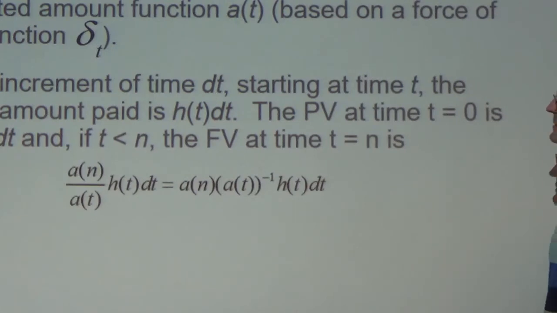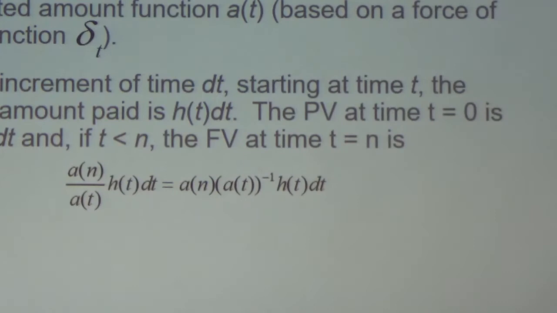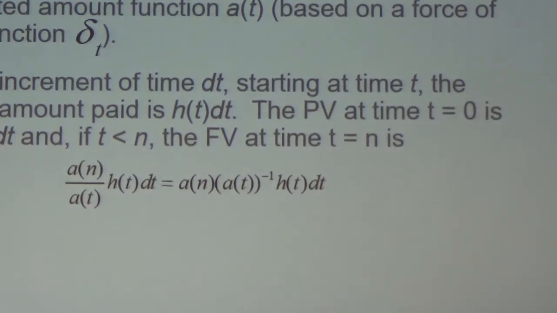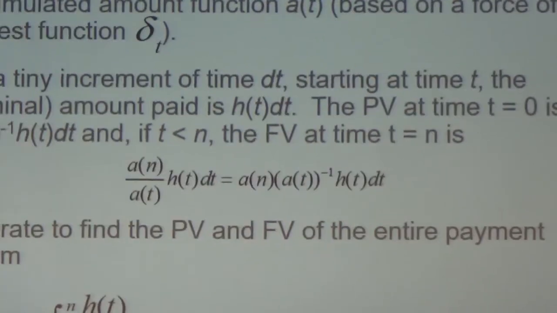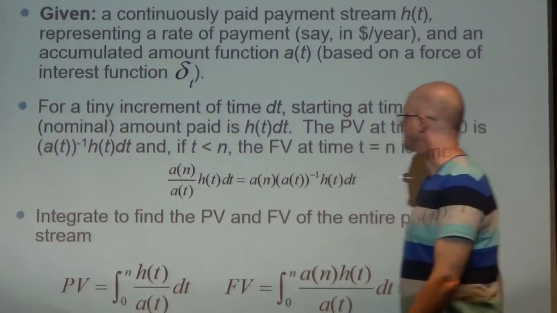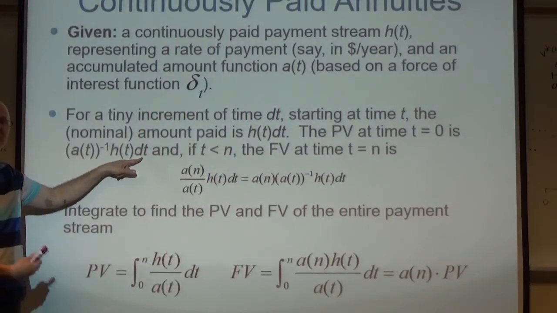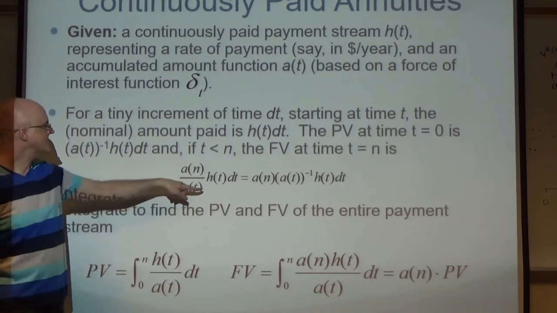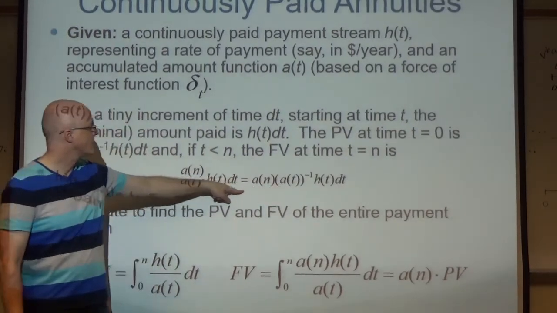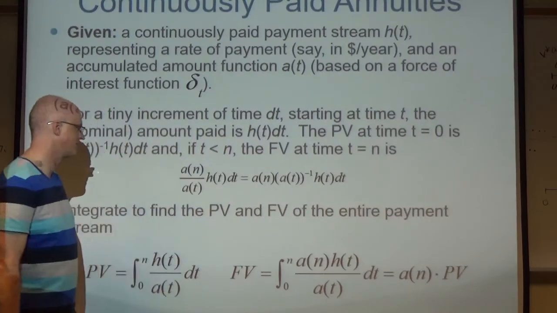Those are the present and future values of these tiny amounts of payment over this tiny interval of time. To find the total present value or future value of the entire income stream, you need to integrate to get these equations. Integrate this thing right here from 0 to n to find the present value of the entire income stream. That's what I got right there. Integrate this thing from time 0 to time n to get the future value of the payment stream.